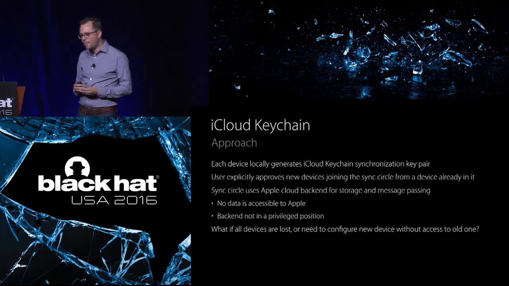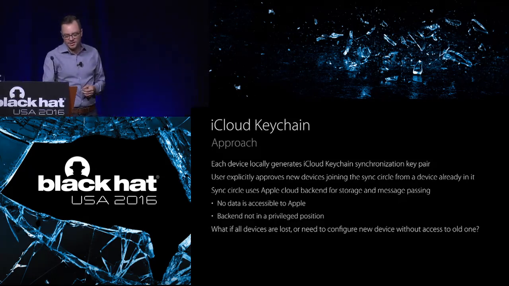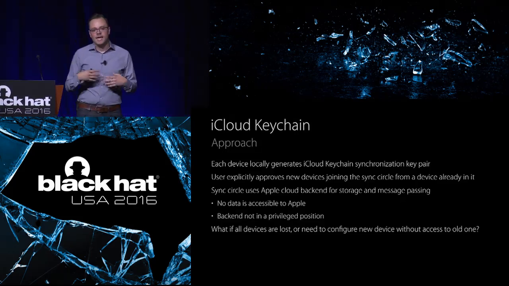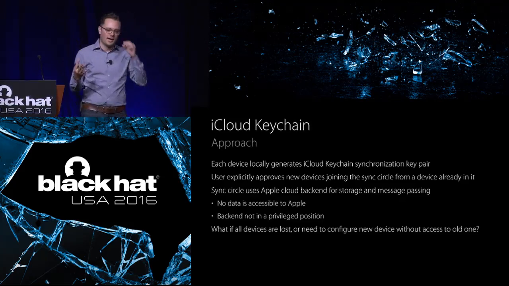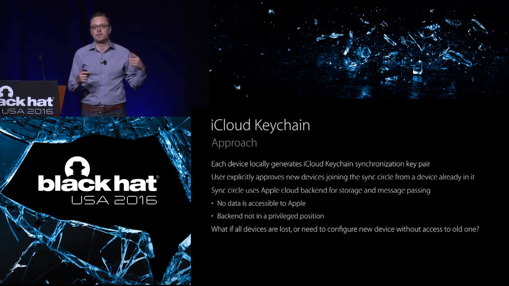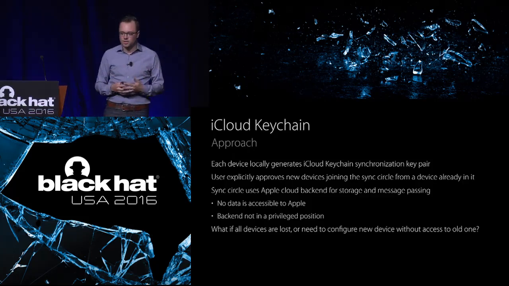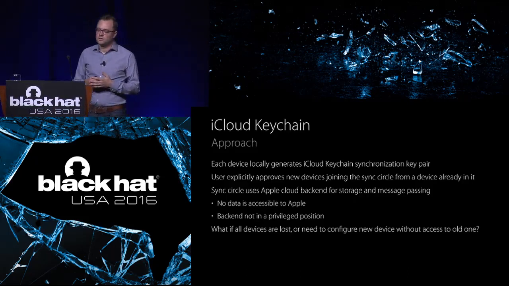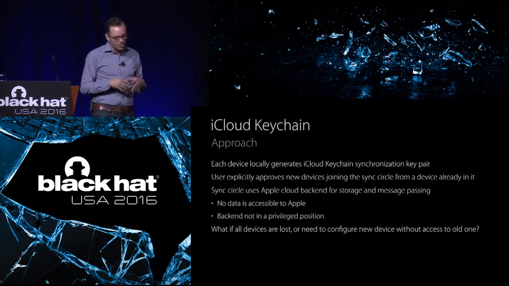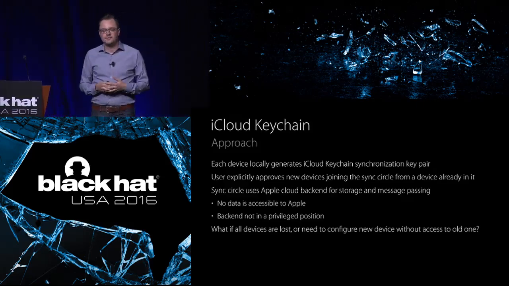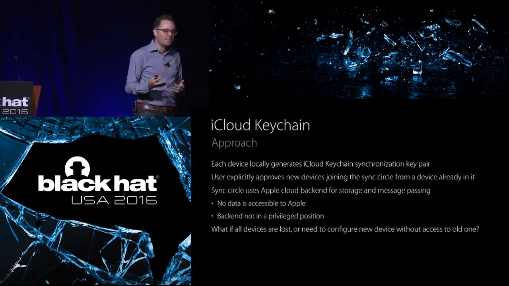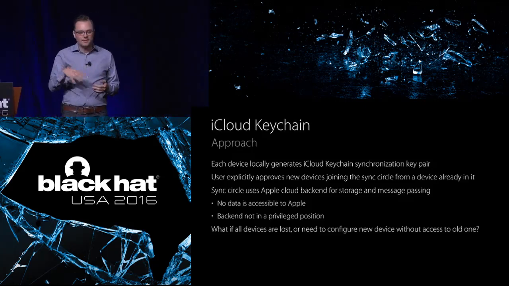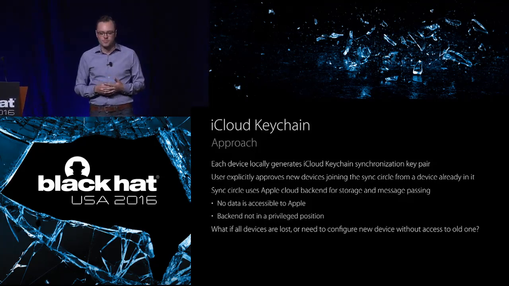So here's how we approach this. With iCloud Keychain, we have every device that participates generate an iCloud Keychain synchronization key pair. This is a strong key pair. And when a user has a new device that they want to have receive their secrets, they actually have to explicitly approve it from a device that they already started with. And once that happens, the devices can start receiving all of the rest of the secrets. Now, the way this synchronization circle works is it uses the Apple Cloud backend for message passing and for storage, but the backend is in no way in a privileged position because, again, this is protected by a locally generated strong key pair.